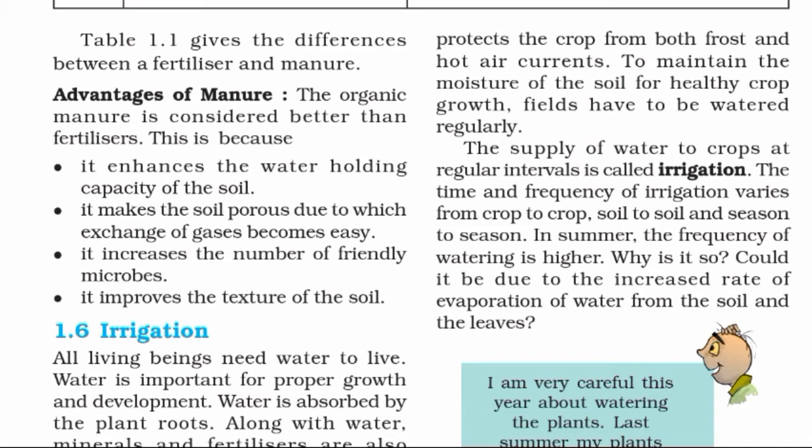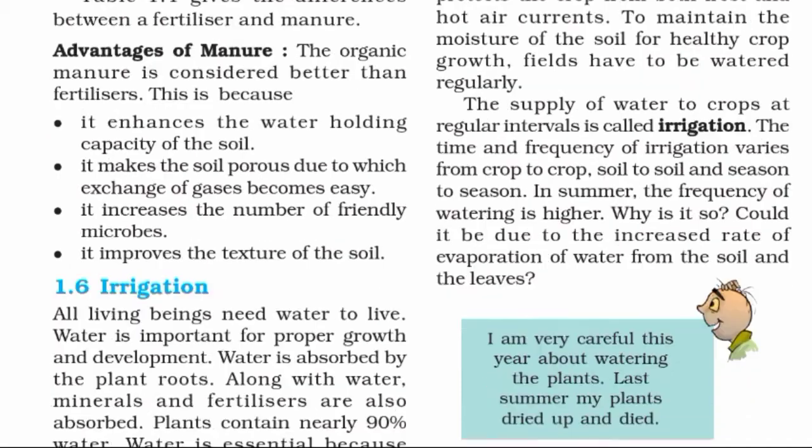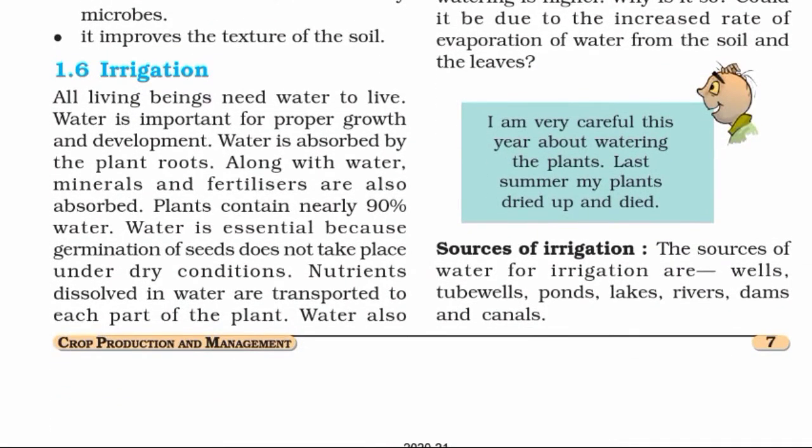1.6. Irrigation. All living beings need water to live. Water is important for proper growth and development. Water is absorbed by the plant roots. Along with water, minerals and fertilizers are also absorbed. Plants contain nearly 90% water. Water is essential because germination of seeds does not take place under dry conditions.